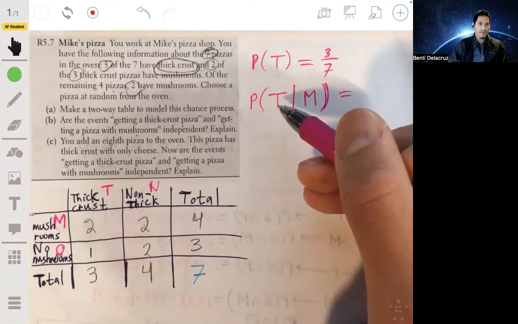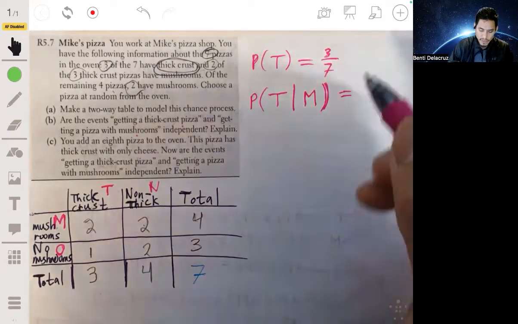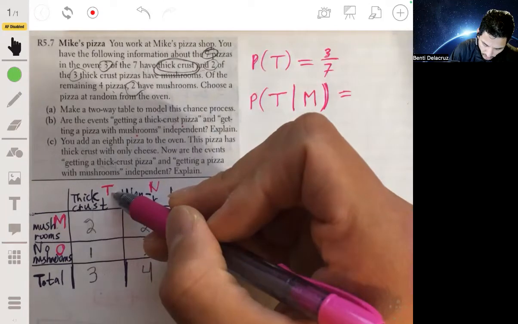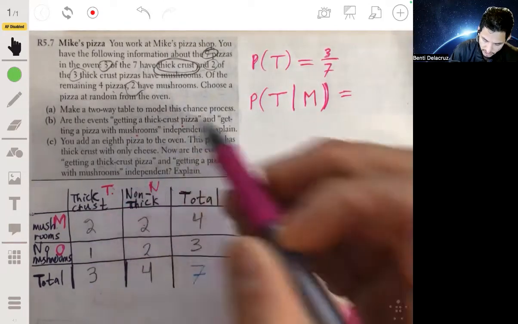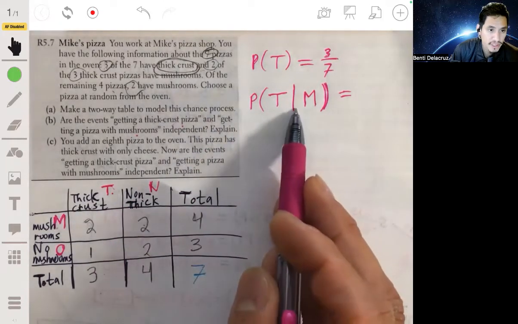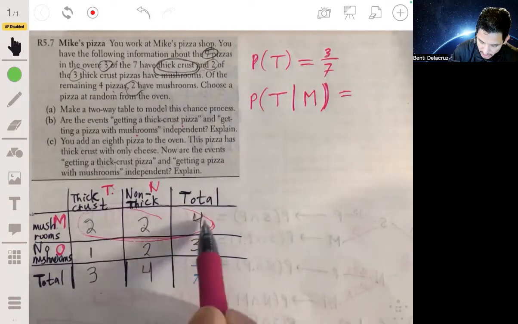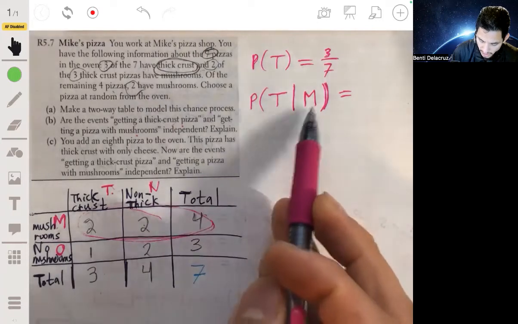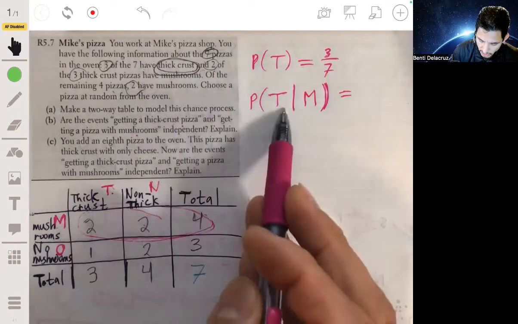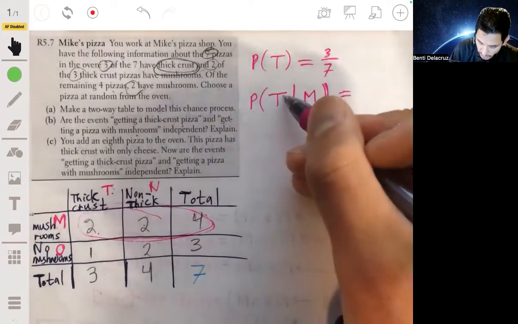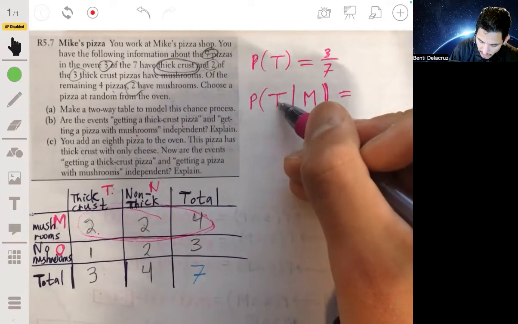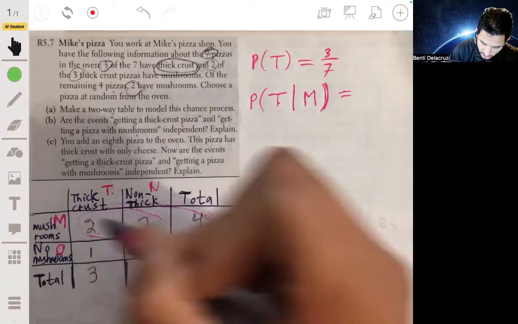So let's figure out the probability of T given M. The probability of getting a thick crust given that you have mushrooms. So if you're told you got mushrooms, you only care about this row. You forget about the rest, because you're told you got mushrooms on your pizza. What's the probability of it being a thick crust? So then here the probability of T is just 2 out of that 4.